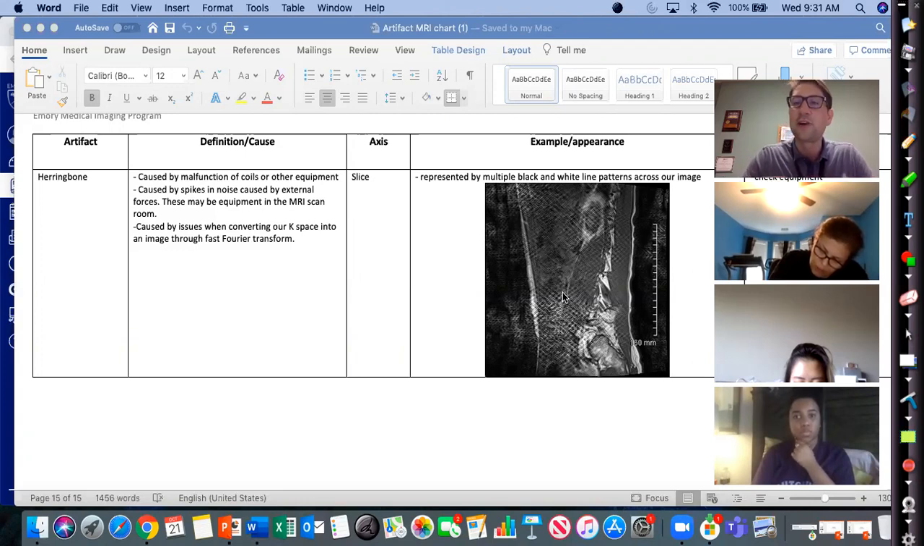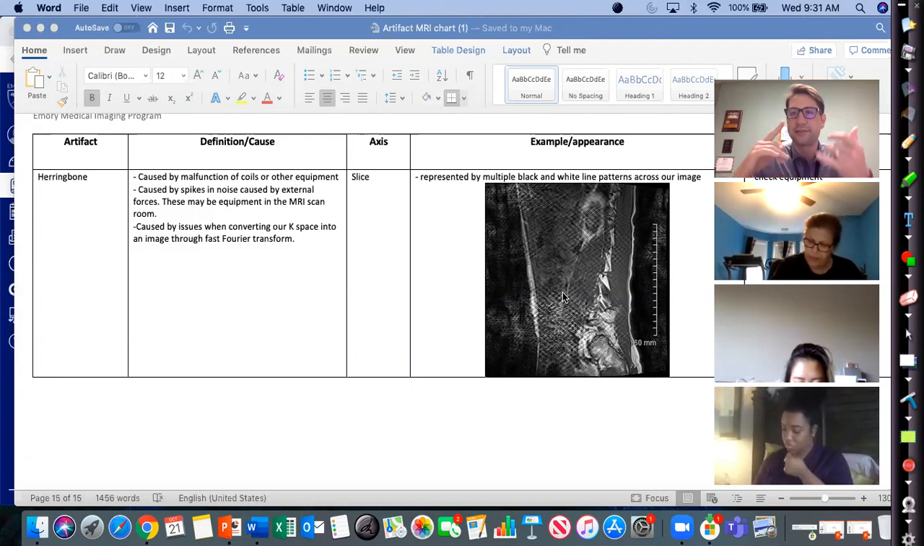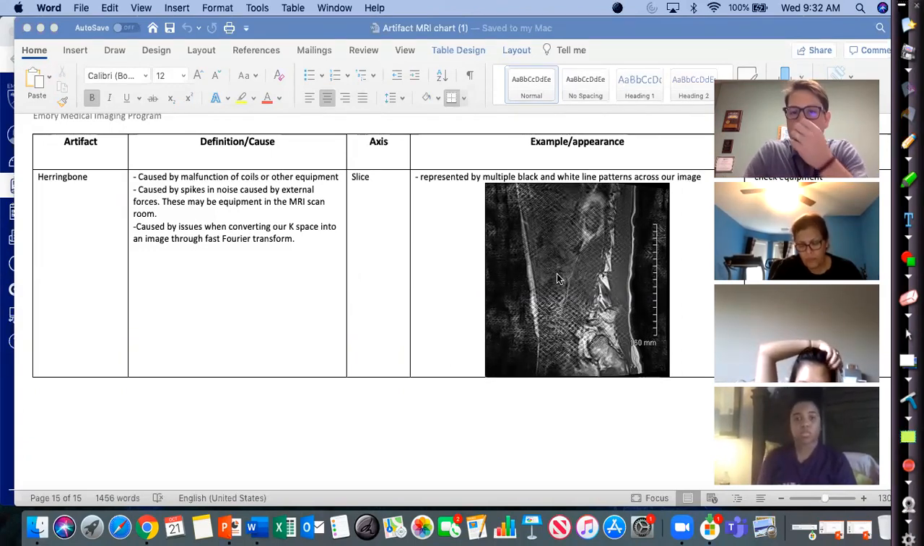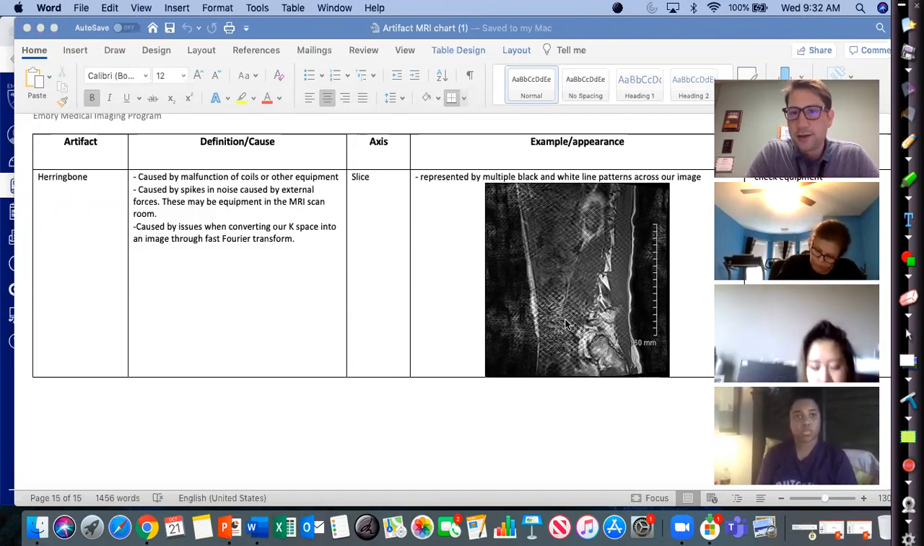So once again, this is caused by spikes in noise. Noise can be created by the scanner, the environment, and the patient. So if there's some extraneous noise within the patient, maybe you're scanning the abdomen, but then there's a big shoulder replacement, that might cause a spike in noise for some reason. They could cause this artifact. So it's represented by multiple black and white line patterns across our image, kind of like this cross-stitching looking thing.